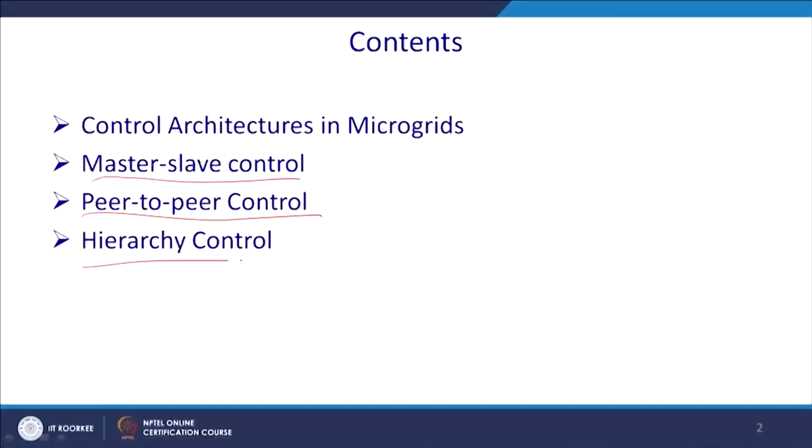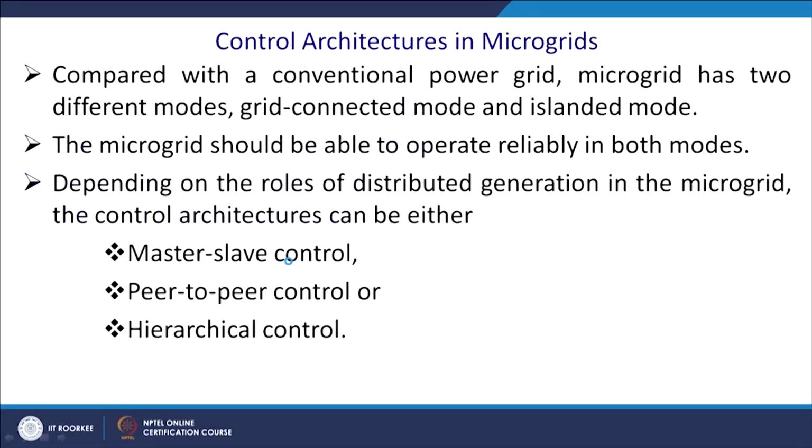Then we shall take one special kind of control technique, that is called master slave control, and thereafter we shall discuss peer to peer control as well as the hierarchical control or hierarchy control. So, let us go first to the different kinds of control architectures of the microgrid.